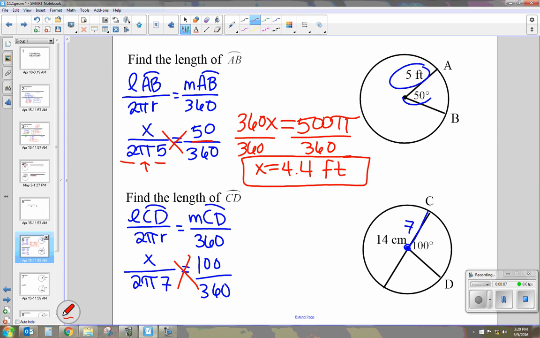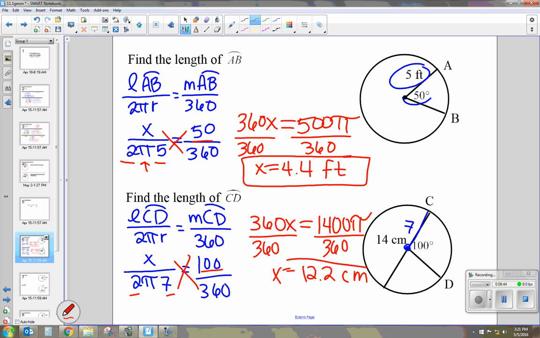Cross multiply and solve. I get 360x equals 2 times 7 times 100, which is 1400. And don't forget your pi at the end. Last piece to solve for x, we divide by 360. We're going to plug that into our calculator. So we have 1400 pi divided by 360, and we get 12.2 centimeters. And it's centimeters because it is length.